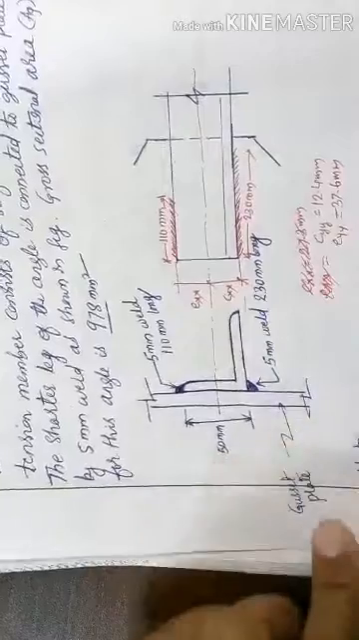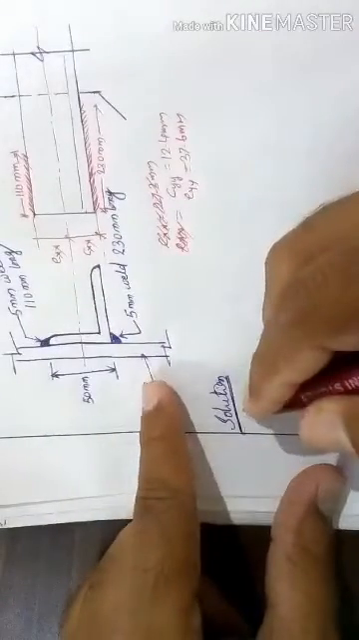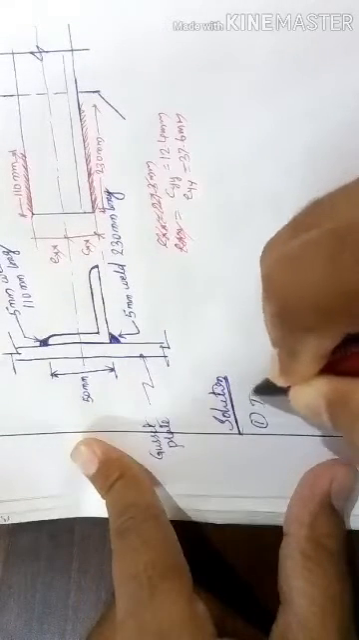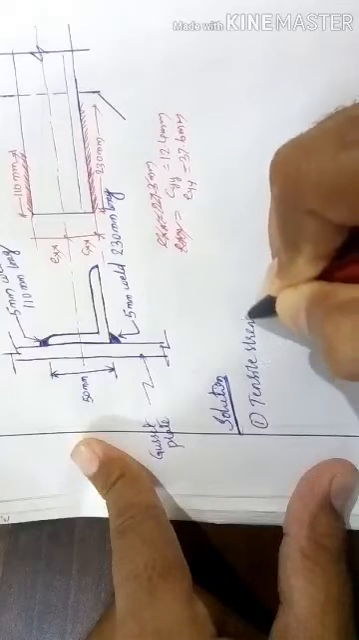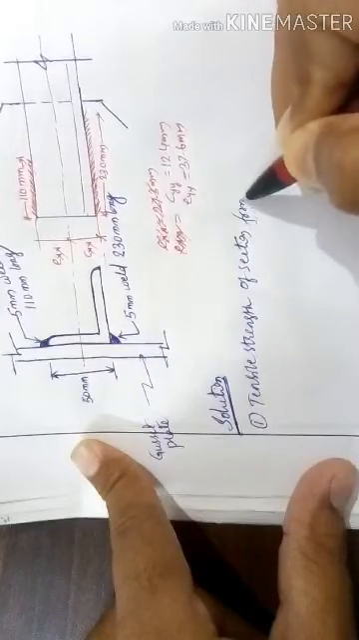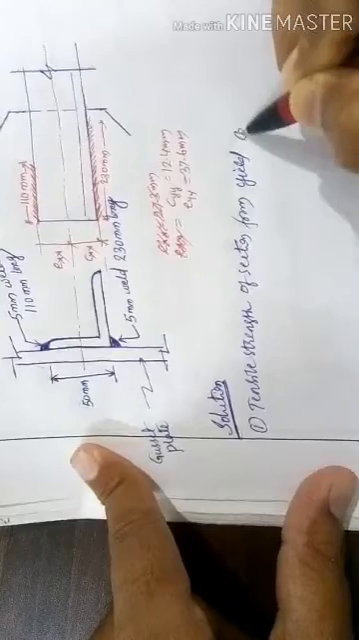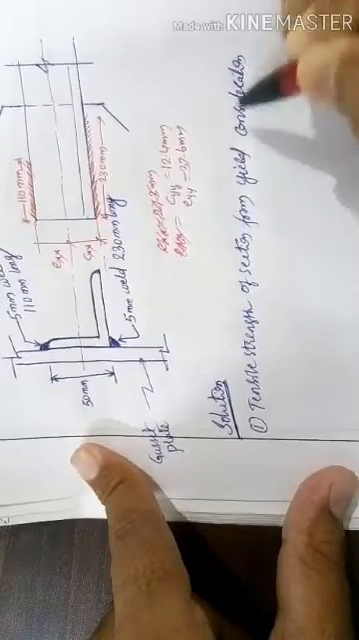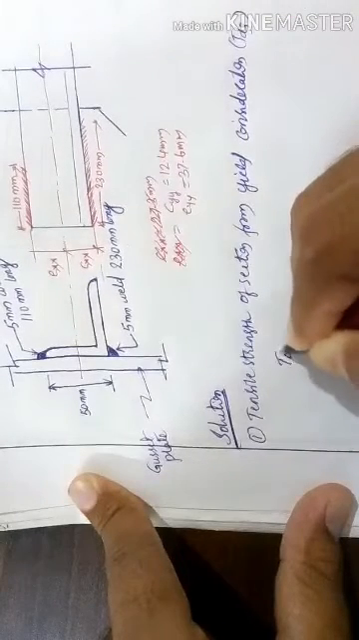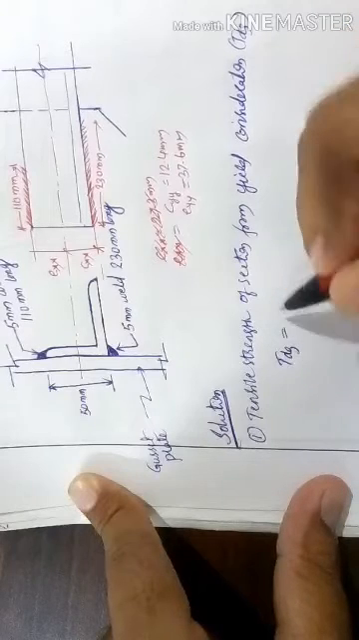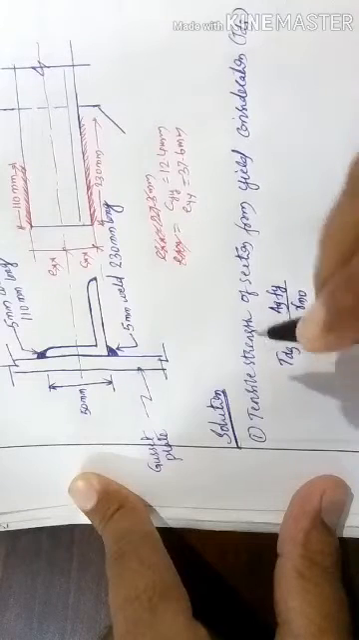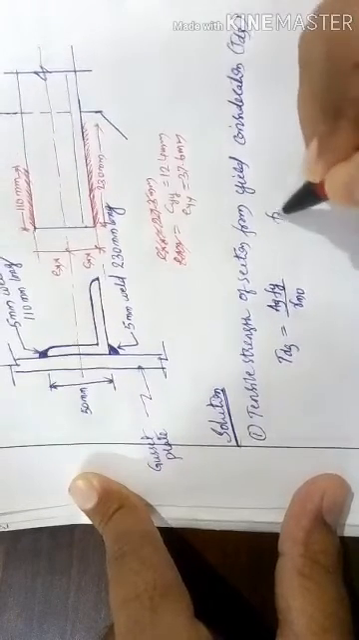Then first, we have to calculate the tensile strength of section from the yield consideration, that is TDG, equal to AG Fy divided by gamma MO.